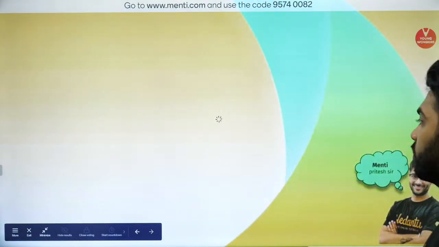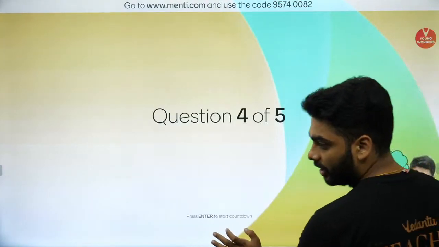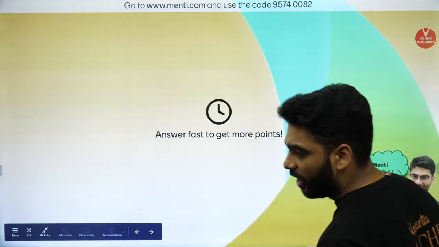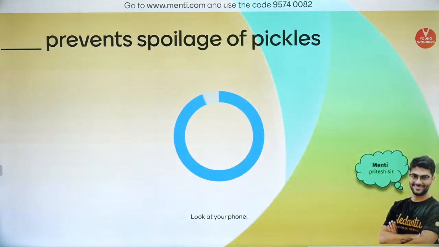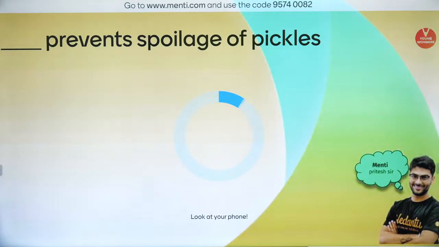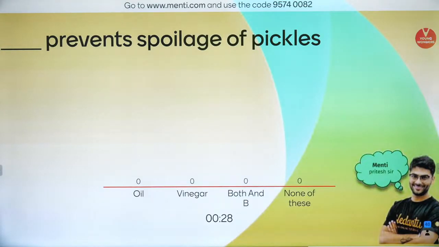Okay? Chalo. Question number 4, Fantastic 4 on your screen now. Dash prevents spoilage of pickles. In pickles, what can you use? You can use oil, vinegar, both or none. Very, very easy question today. Super, super, super easy.